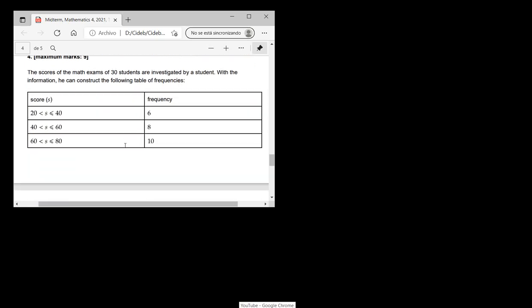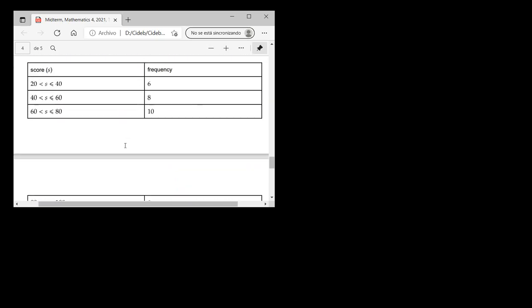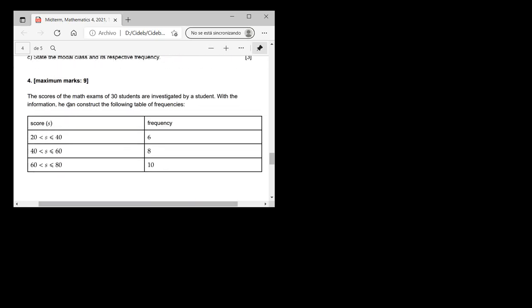Problems number 3 and 4, I'm going to bypass. They are extremely simple. I believe everybody got those right, or 99% of you got those right, so I'm not going to waste time on them.